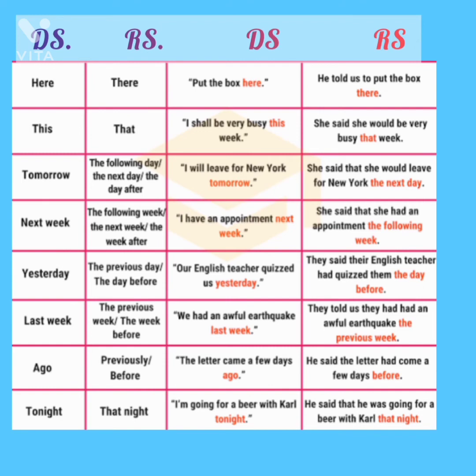When "ago" is used, it will change into "previously" or "before". The direct sentence, "The letter came a few days ago," and the reported speech, "He said the letter had come a few days before." When it comes to the use of "tonight", it will change into "that night". The direct speech sentence, "I am going for a beer with Carl tonight." The reported speech over here is, "He said that he was going for a beer with Carl that night."